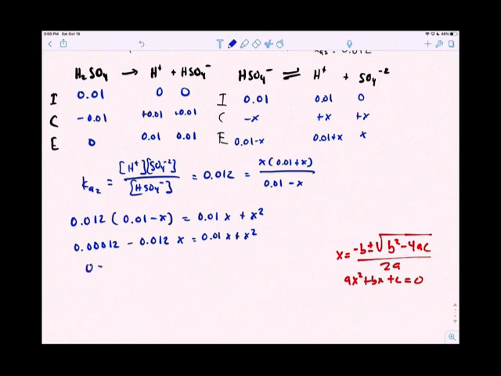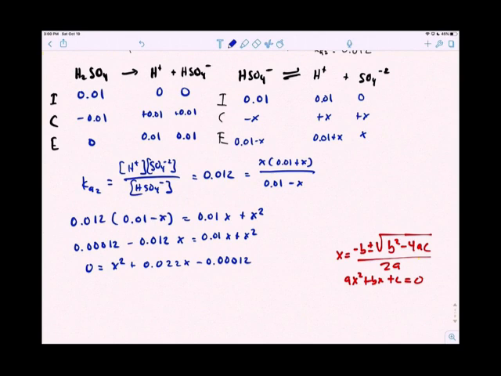So you have 0 equals... actually, let's go ahead and write it out. We have x squared plus 0.022x minus 0.00012 equals 0. So let me go ahead and make sure I set this up correctly. Yes, I have set that up correctly.